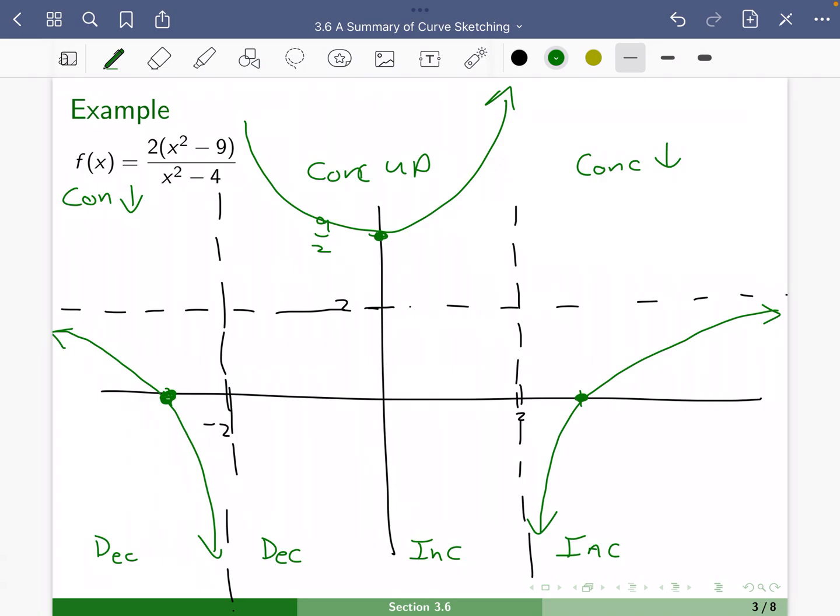So these curve sketching problems are pretty intense because they ask us to do pretty much all of the things, but we're able to go through and do that.